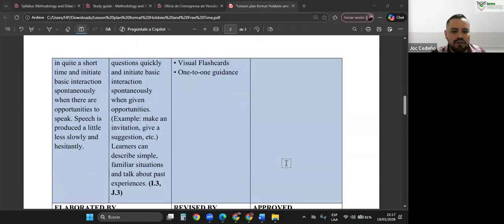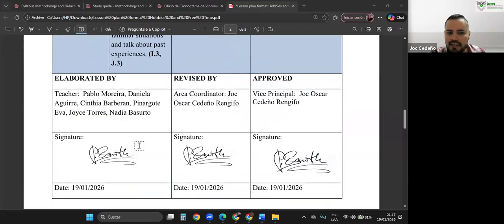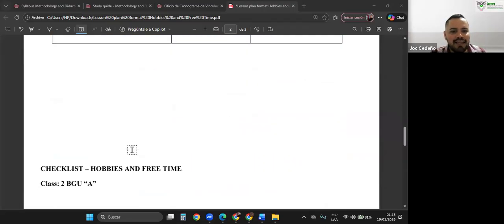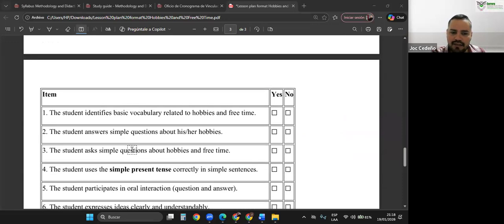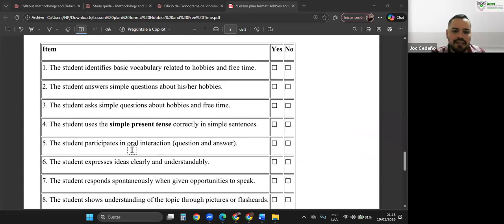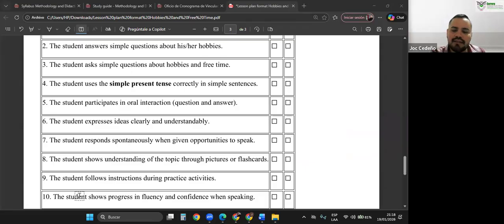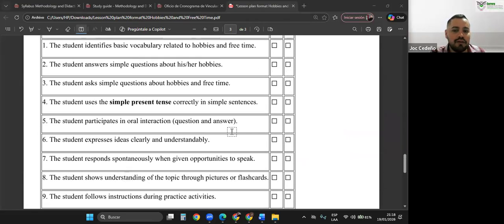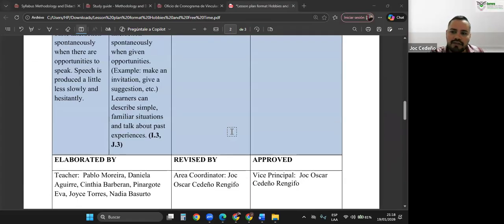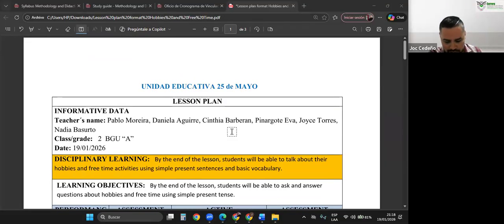And I also want to highlight your signatures. Finally, you put these signatures. Nice. And the checklist is also here as an annex. That's also positive. I have seen that you have created 10 items. I guess that's because the grade is out of 10, which is also positive. Congratulations. The group performance was also good.